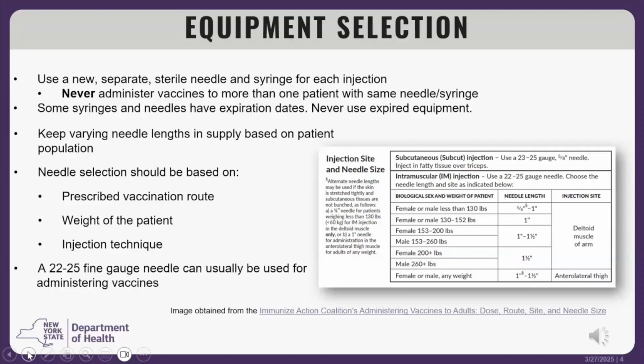Each VFC provider should keep a supply of varying lengths of needles and syringes that are appropriate for the patient population they serve. Needle selection should be determined by the prescribed route, the weight of the individual being vaccinated, and the injection technique. This is to ensure that the vaccine is placed in the correct anatomical location for best efficacy. A 22 to 25 gauge needle can usually be used for administering vaccines. Additional information and training on needle selection, administration routes, and injection techniques can be found in separate clinical trainings on vaccine administration. See the resources document provided with these trainings for further information.